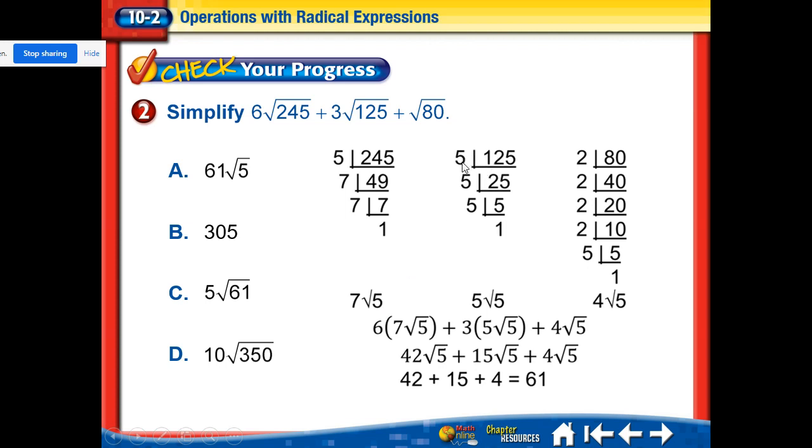This one here, 125, divides by 5, which is 25, and then 5 again, which is down to 1. 80, well, it's even. That's the only one that we've had that's even, so I divided by 2. Which is 40, and then 2 again is 20, and 2 again is 10, and 2 again is 5. So that gives me a pair of 2's and another pair of 2's, which is 4 root 5 with the 1. Now again, I have to remember the 6, the 3, well, and there's nothing there. So the 6 times the 7, the 3 times the 5 here, and, well, nothing times the 4. That gives me 42, 15, and 4, and they're all square roots of 5, so I can add them together. 42 plus 15 plus 4, or 61.